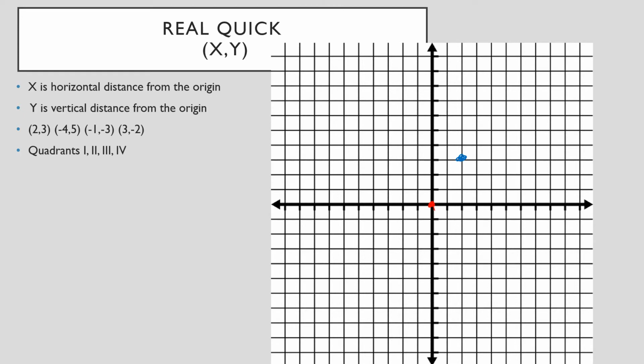Negative 4, 5: I would go left 1, 2, 3, 4, and up 1, 2, 3, 4, 5 to get (-4, 5). (-1, -3): I'm going to go left 1 and down 3, so I would end up right there. And (4, -2), again, we're just going over them really quick. There, so I plotted them. And I purposefully put them in the 4 different quadrants. So we have quadrant 1, quadrant 2, quadrant 3, and quadrant 4.